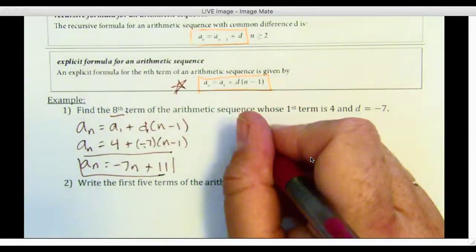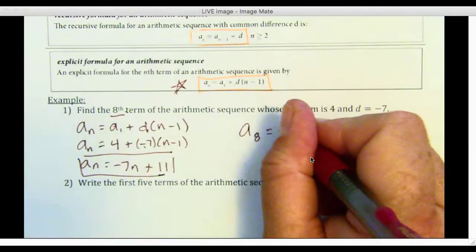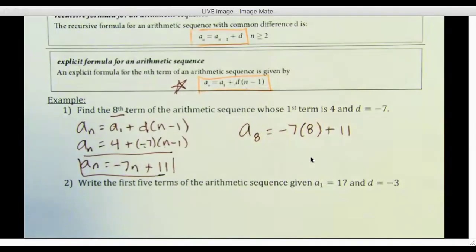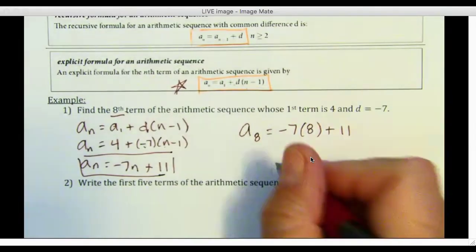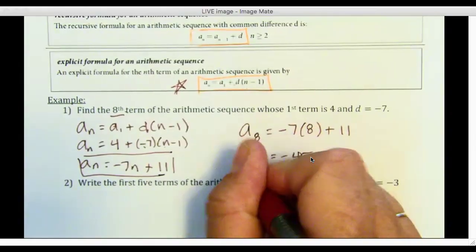Now, once I have that, I can find any term I want. So if I want the 8th term, then I can just plug in 8 for n. And negative 7 times 8 plus 11 gives us negative 45.